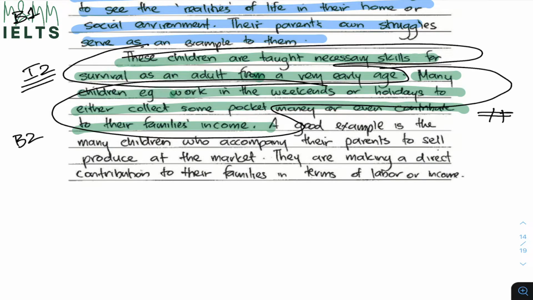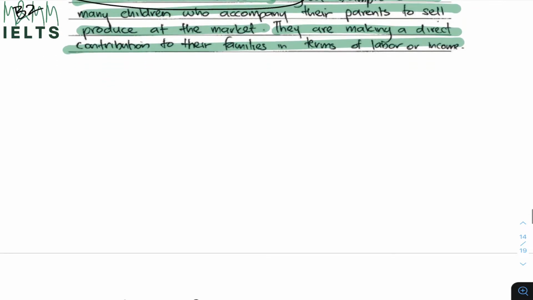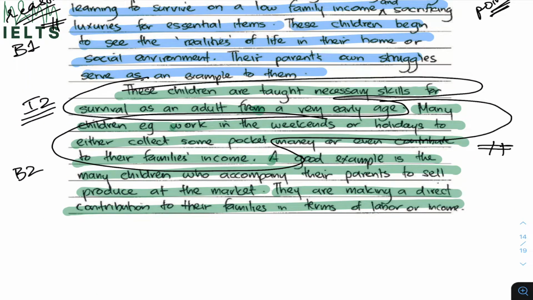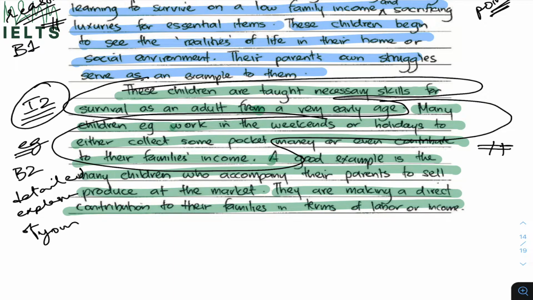Now again, that student is adding some more examples, and that is a good example: many children who accompany their parents to sell produce at the market. Okay, selling something at the market. Again, great example. They are working, a direct contribution to the families in terms of labor or income. And the paragraph is completed. So again, the same strategy you can follow here. Write down the idea, write down the example, and then a little detailed explanation of your example.